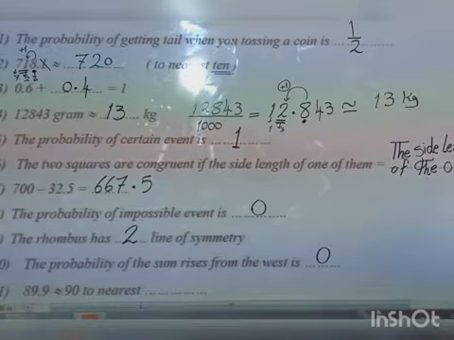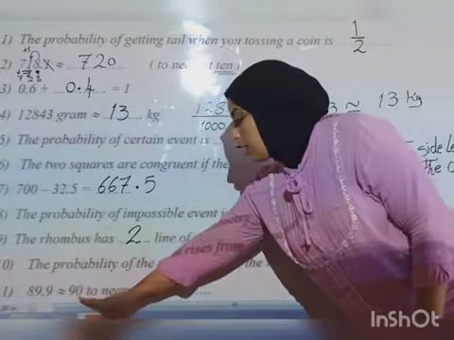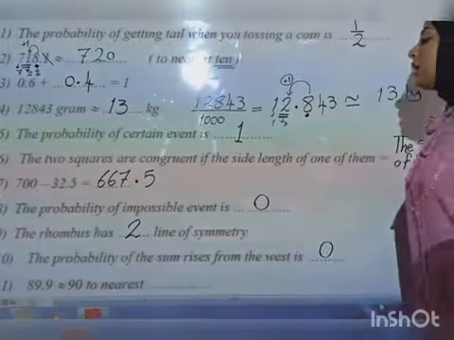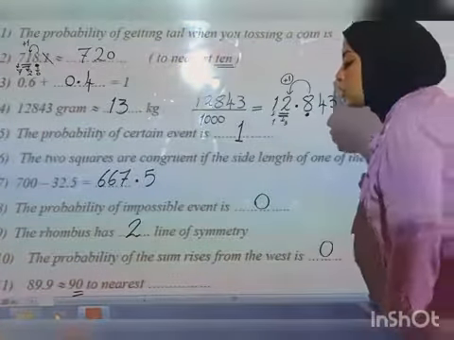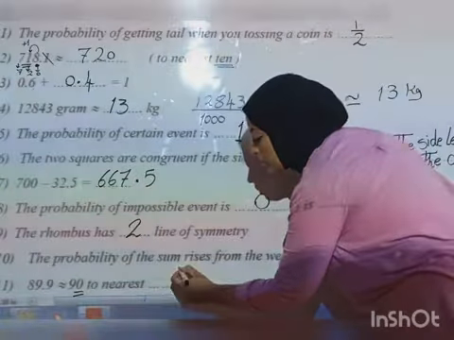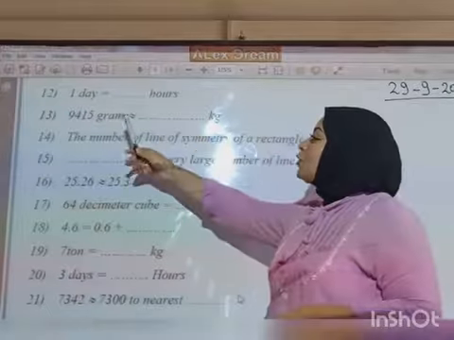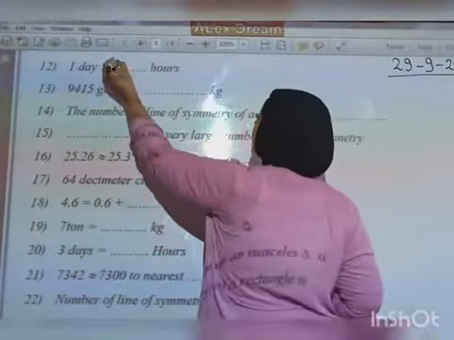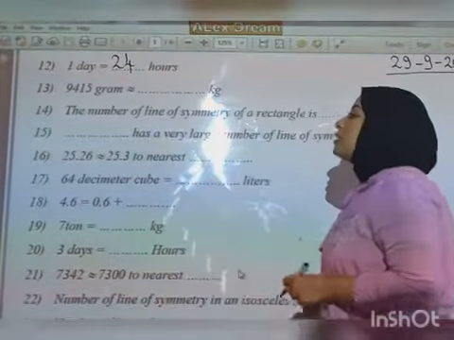Number 11. 89.9 equals 90 to the nearest what? Here we have 1 zero after the approximation, so it means to the nearest 10. Number 12. 1 day equals 24 hours. Number 13.